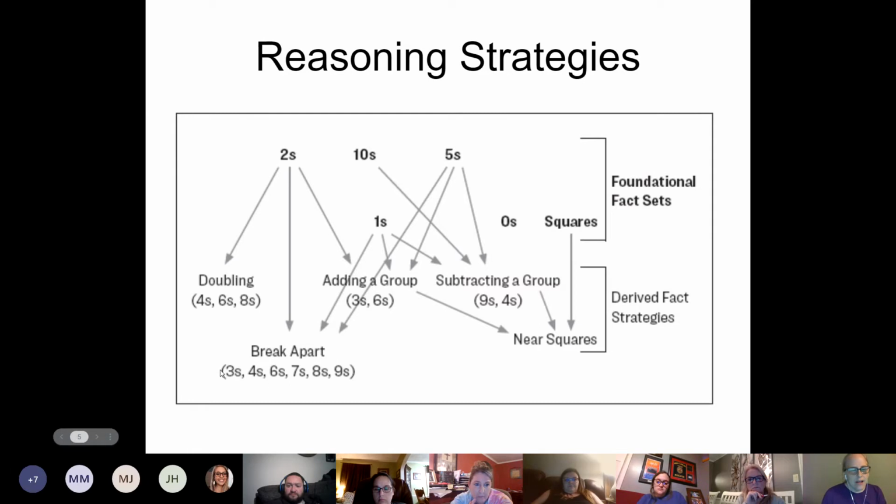I would say, notice that all of these say break apart: 3s, 4s, 6s, 7s, 8s, all the derived fact strategies are down here in break apart. Well, y'all, that's really because all of these derived fact strategies are really using that distributive property, right? We're going to break apart numbers into friendly pieces that we can work well with. So really, all of these strategies are based on that idea of using the distributive property.